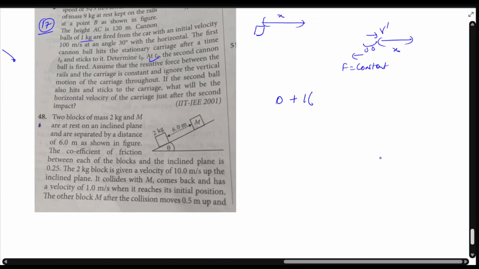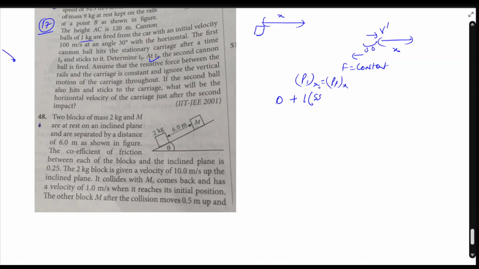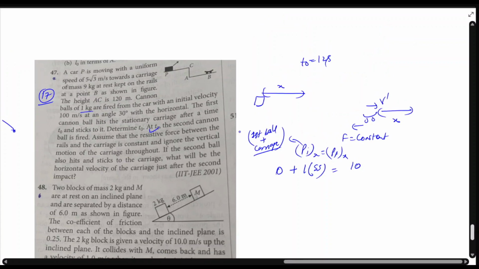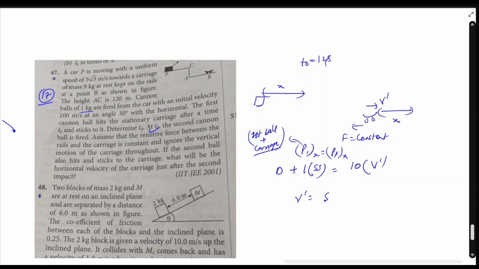So momentum will be 55. So P initial in x direction equals P final in x direction. The momentum is of the first ball plus carriage, right? So this will be the first ball and carriage. So it will be 0 plus 1 into 55 will be 10. The total mass will become 10, right? Into, let's say this is V dash. So V dash will be 5.5 meter per second.